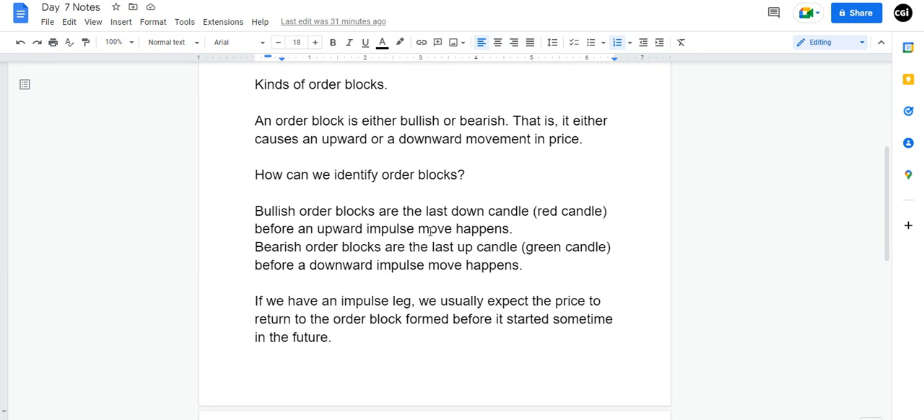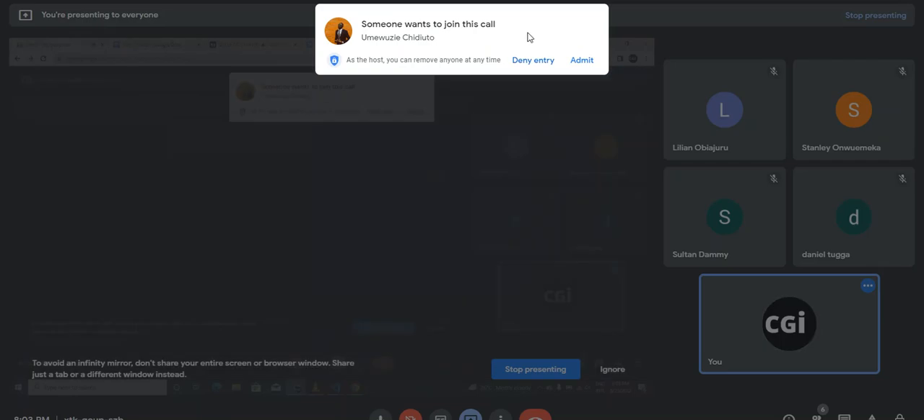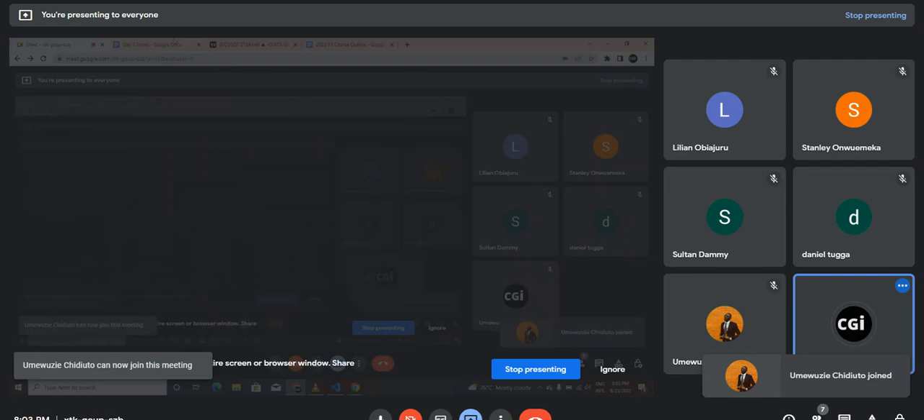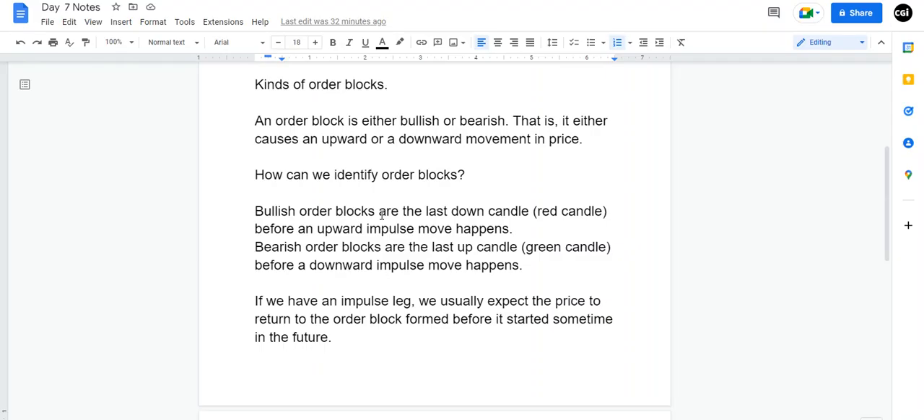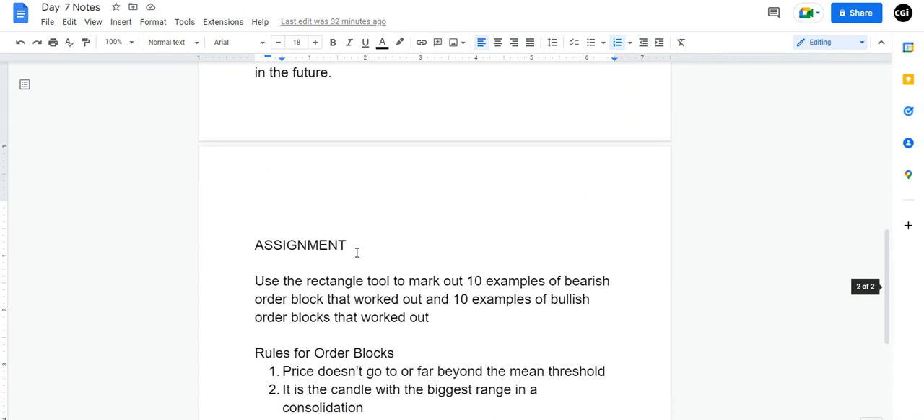Some of you did not mark the entire candle, so I said it is the last down candle. When you're marking your order block, you should keep in mind that it is the last down candle before the impulse move happens. If it's a bearish order block, it is the last up candle before the down move happens.